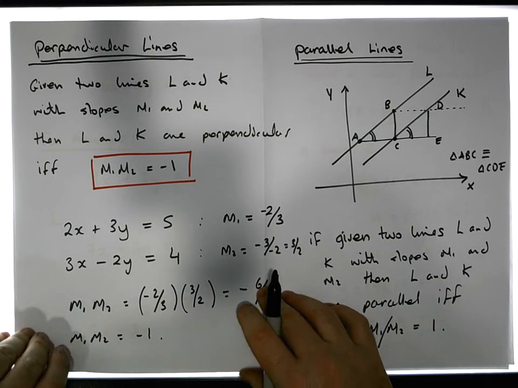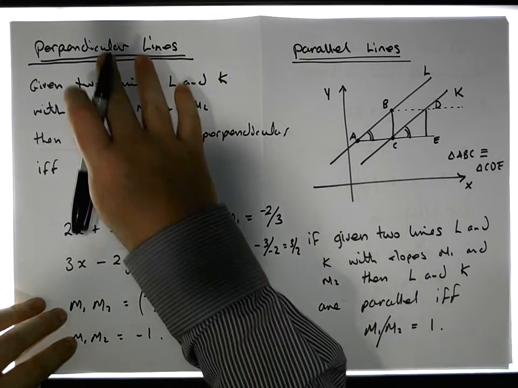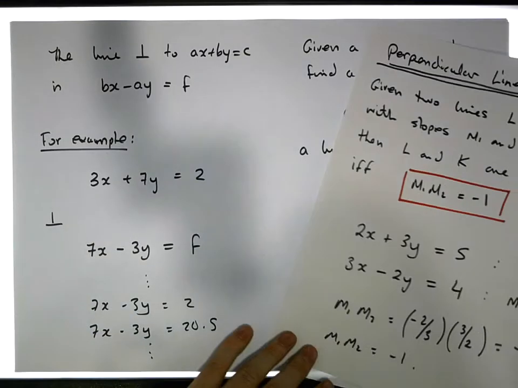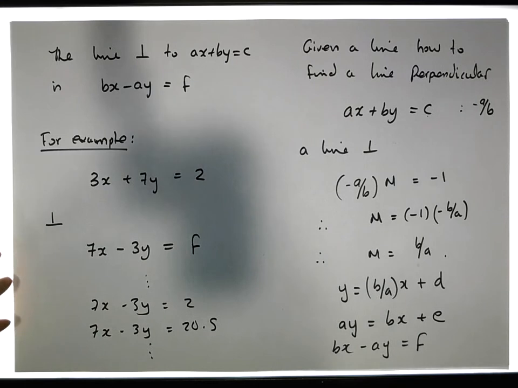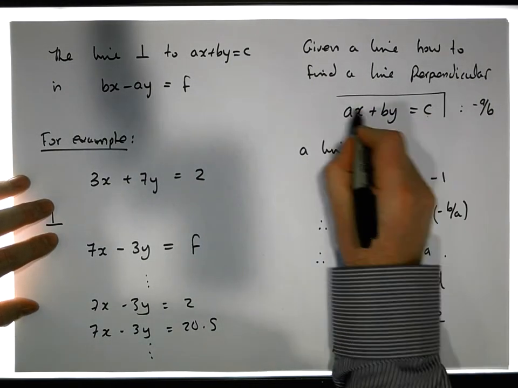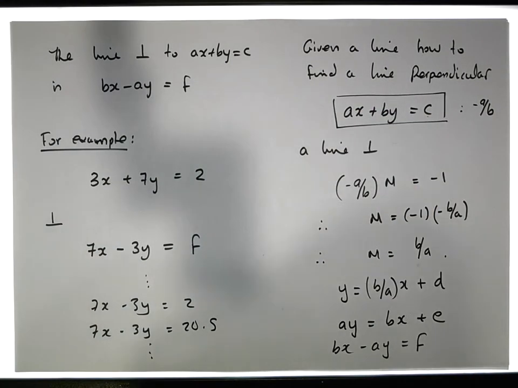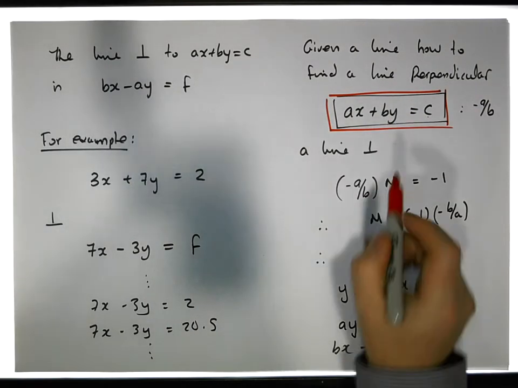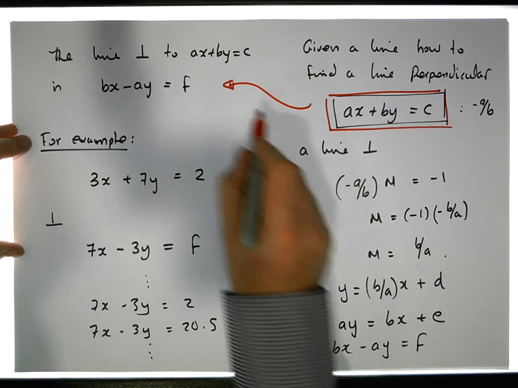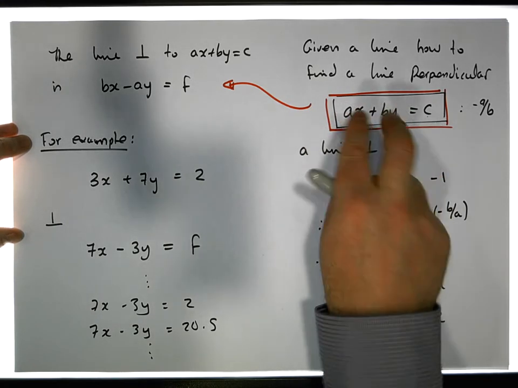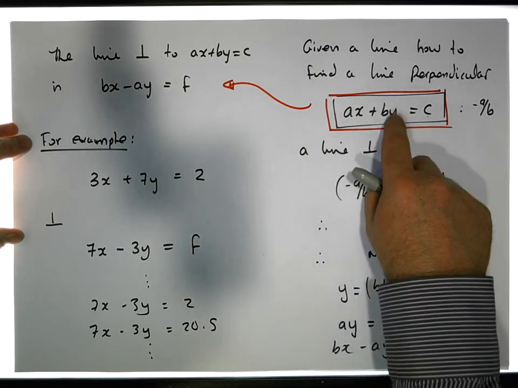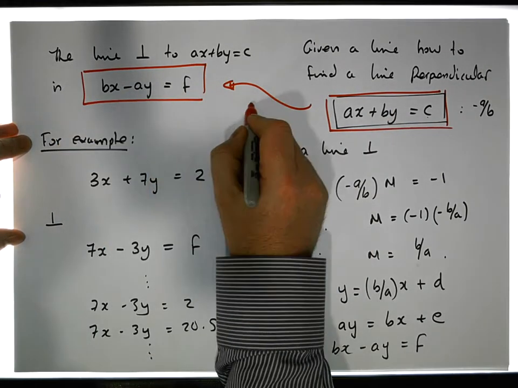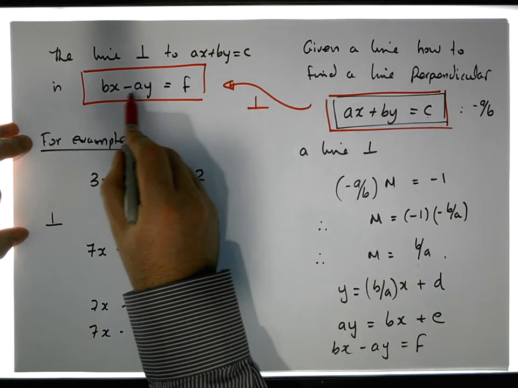So parallel lines have the same slope. Perpendicular lines, when you multiply their slopes, you get minus 1. And in particular, if you have a general form of an equation of a line, ax plus by is equal to c, a line perpendicular to that is found by flipping the a and the b around, so you flip the coefficients and change the sign of the coefficient on the y. An alternative line that is perpendicular to this line is bx minus ay is equal to f.